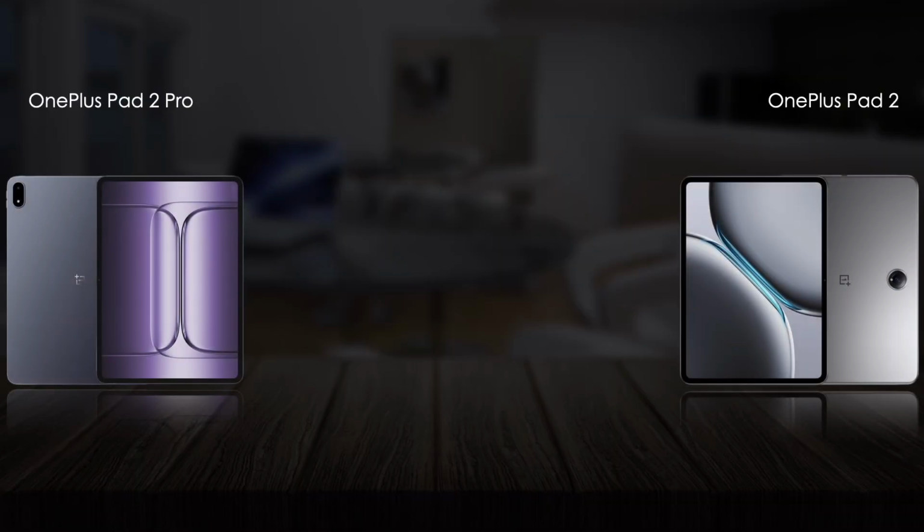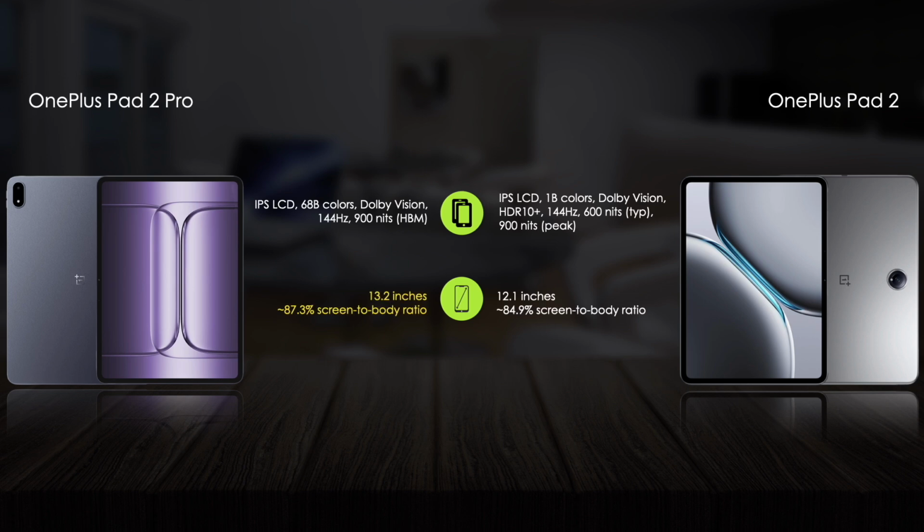Next compare display features. OnePlus Pad 2 Pro comes with 13.2 inches IPS LCD display and the OnePlus Pad 2 comes with 12.1 inches IPS LCD display.